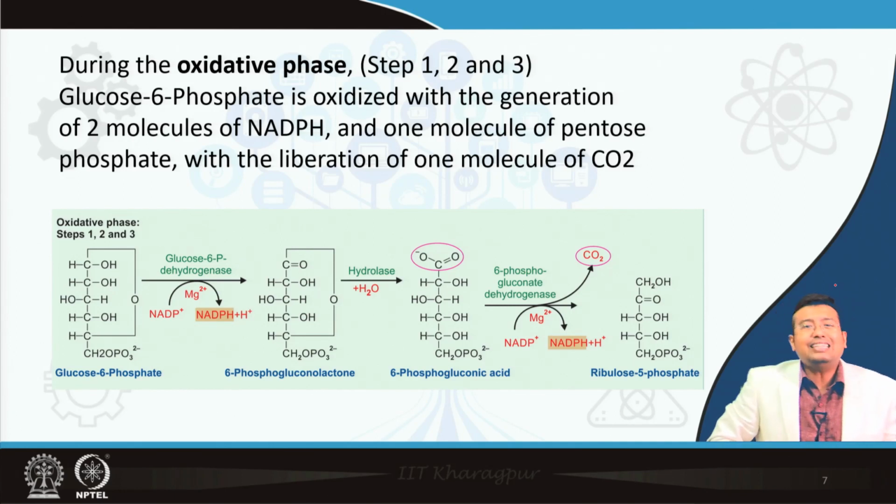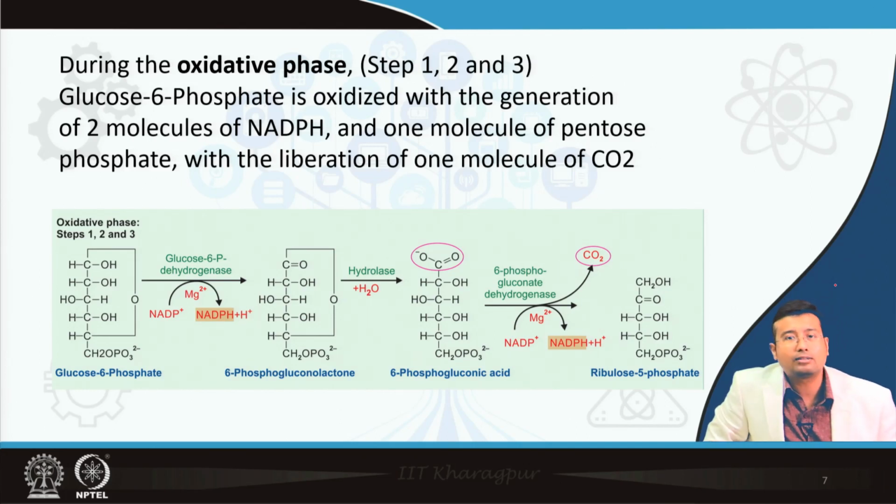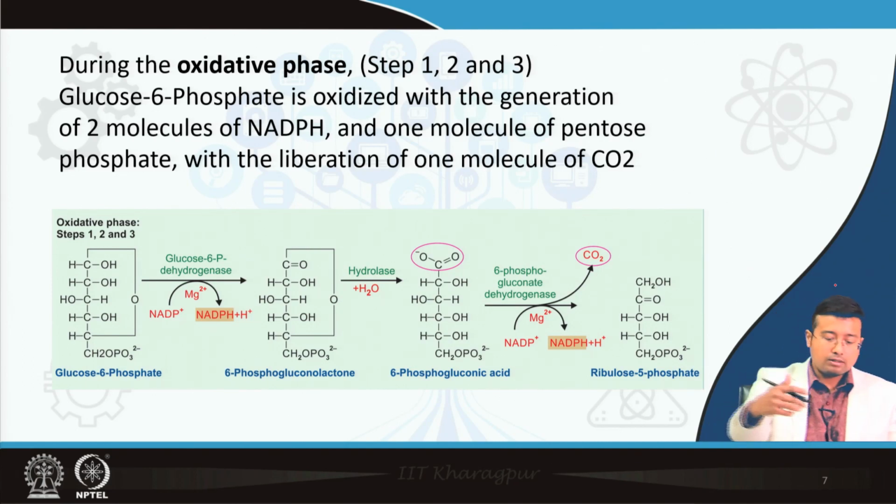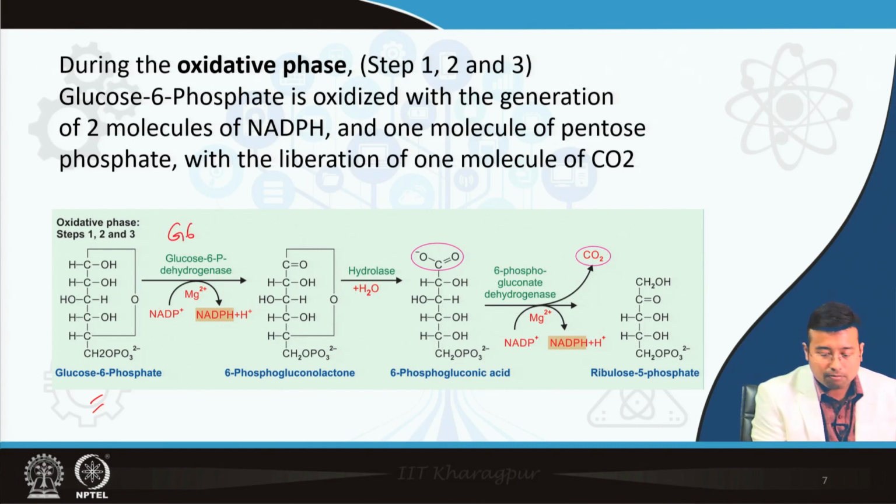Considering the first 3 steps, these are known as the oxidative phase of HMP shunt. So, step 1, step 2 and step 3. So, let us see what is happening. See, this is glucose 6 phosphate, a cyclical structure of glucose, which is acted upon by the enzyme G6PD or glucose 6 phosphate dehydrogenase. This is the short form.